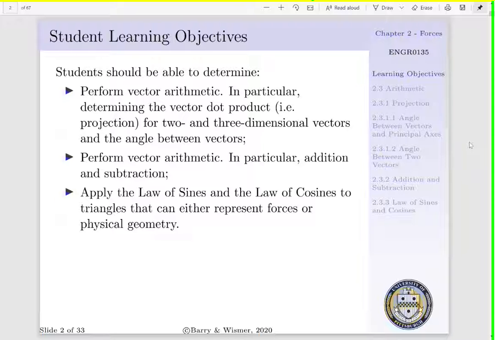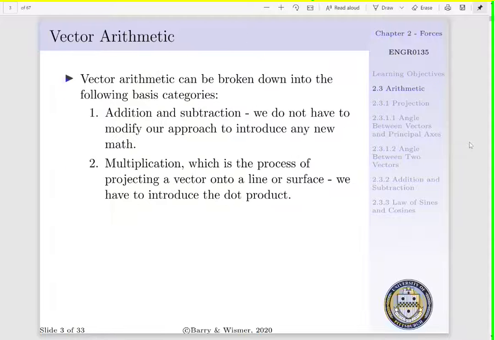You should also be able to perform addition and subtraction of vectors. And lastly, you should be able to apply the law of sines and law of cosines to triangles that can be used to represent force vectors or physical geometry. For us to begin, let's talk about vector arithmetic, and we're going to break it down into two categories.